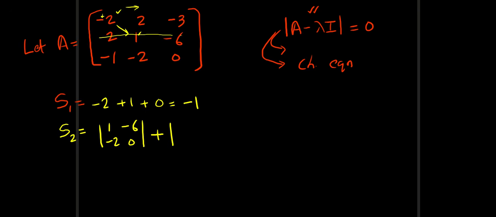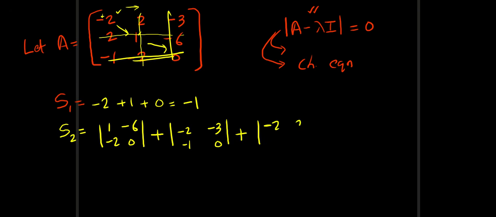Now I'll move here in the leading diagonal in this direction. Now leave this row and this column. So that will be minus 2, minus 3, minus 1, 0 and plus determinant. Now again I'll come here and leave this row and this column. So that gives me minus 2, 2, 2, 1.